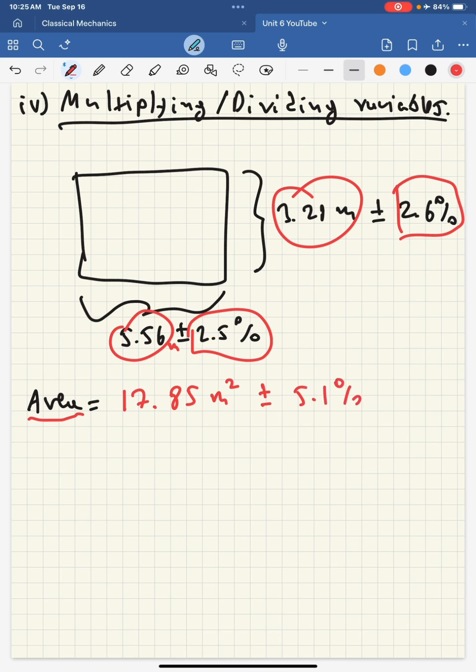So when you multiply or divide variables, you first have to find the percentage uncertainty, okay? And then you add percentage uncertainties. If you want to uncover the absolute uncertainty, then all you have to do is to multiply the percentage uncertainty with whatever you found to find the absolute uncertainty. And let's do one more example.